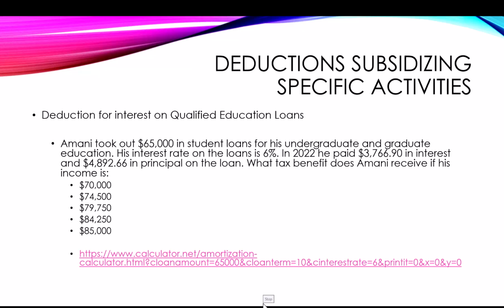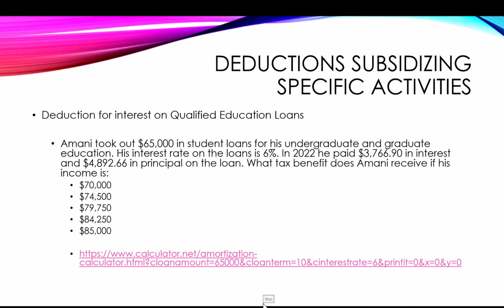To help illustrate this point, I've created an example where Amani took out $65,000 worth of student loans in pursuing his undergraduate and graduate education. He incurs an interest rate of 6% on the loans. In 2022, he paid $3,766.90 in interest and $4,892.66 in principal on this loan.